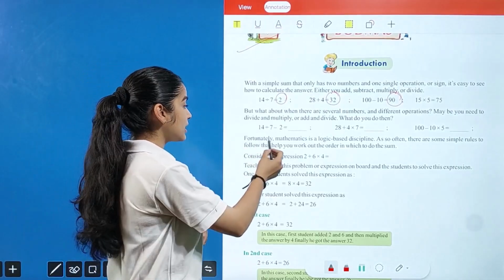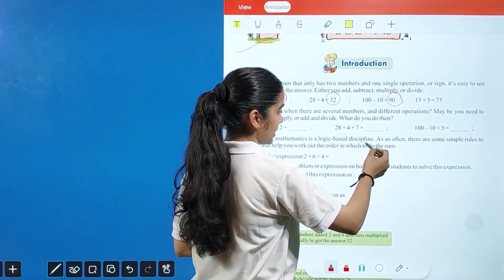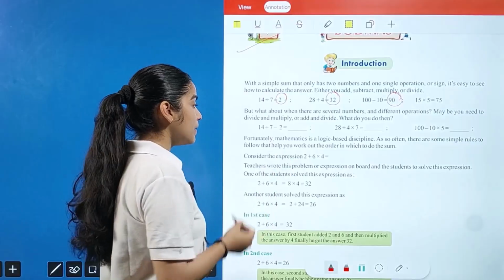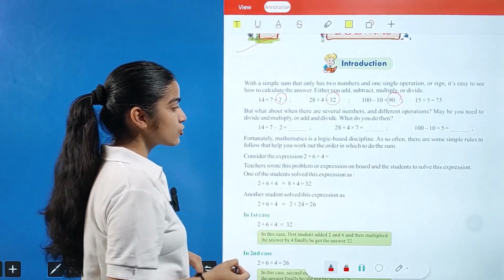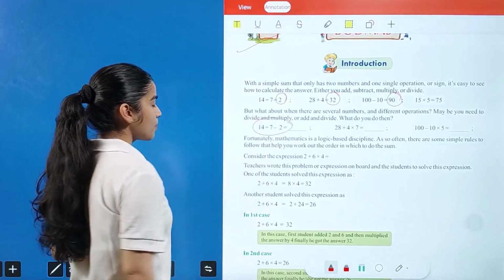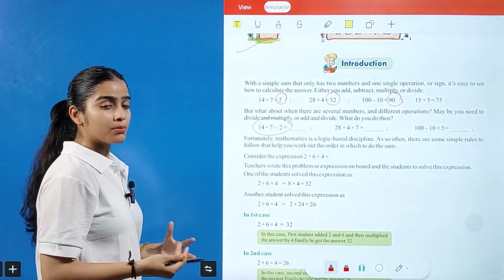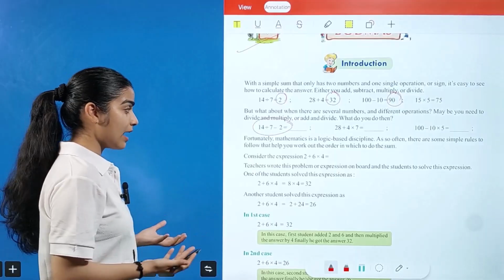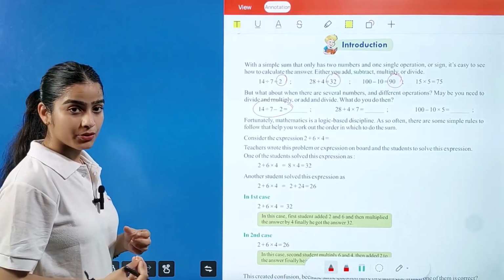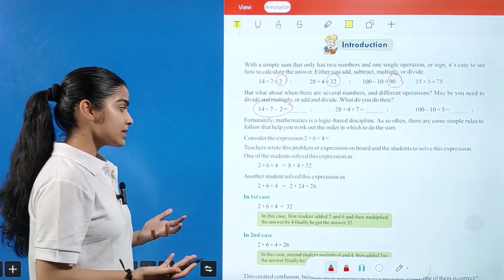Fortunately, mathematics is a logic-based discipline. As so often, there are some simple rules to follow that help you work out the order in which to do things. If you have more than two numbers and different operations, then we have a systematic format, with simple rules and regulations. According to that, we can simplify our question.